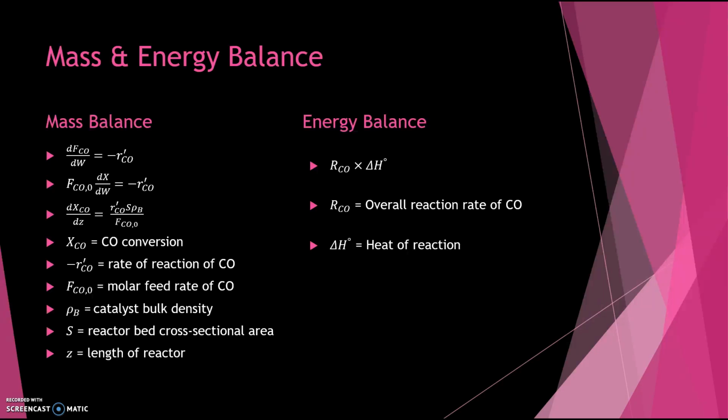The mass balance we used for this is the change in conversion over the change of length is equal to the rate of reaction of carbon monoxide times the cross-sectional area and the bulk catalyst density over the initial molar feed rate of carbon monoxide. The energy balance is that the energy is going to be equal to the overall reaction rate of carbon monoxide times the heat of reaction.